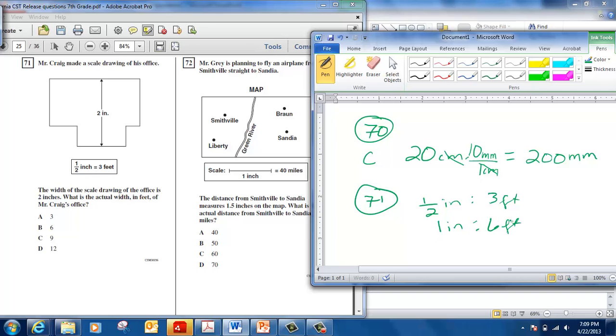Okay. So then I can set up my proportion. 1 inch is 6 feet. But in my drawing, it's not 1 inch, it's 2 inches. So that's going to give me, 1 times 2 is 2. That means that 6 times 2 gives me 12. So that's going to be D.